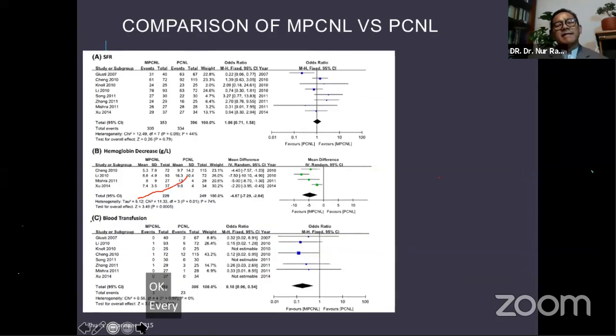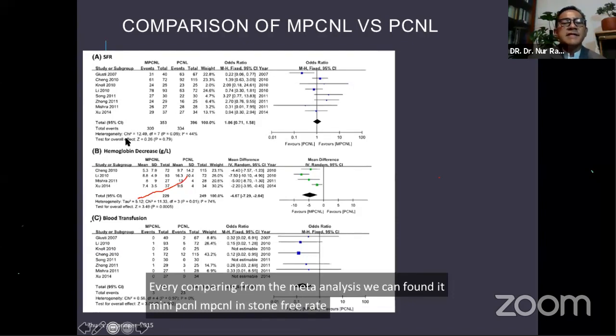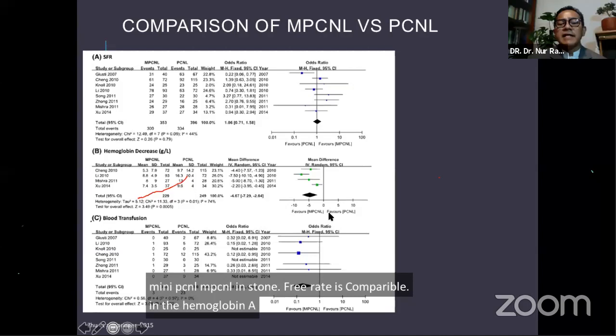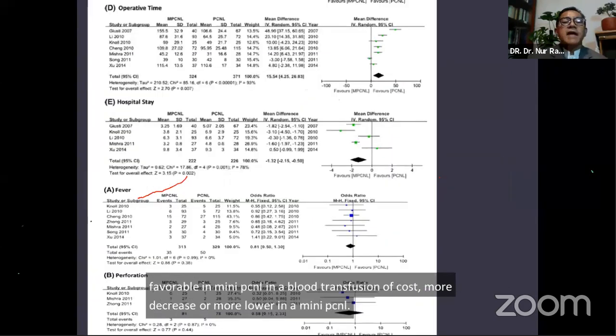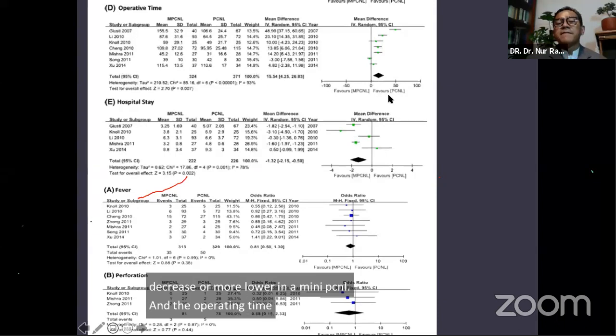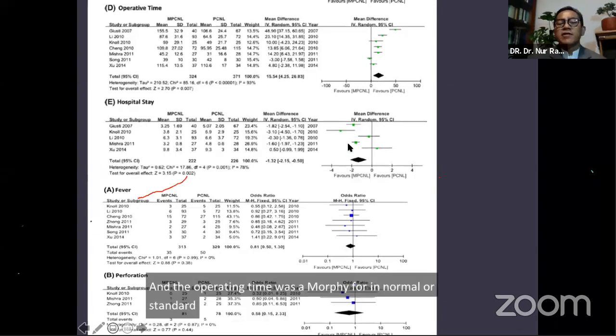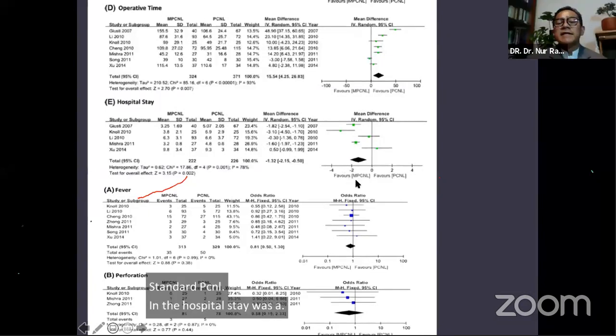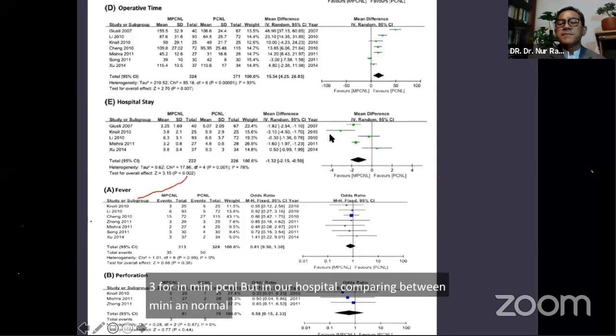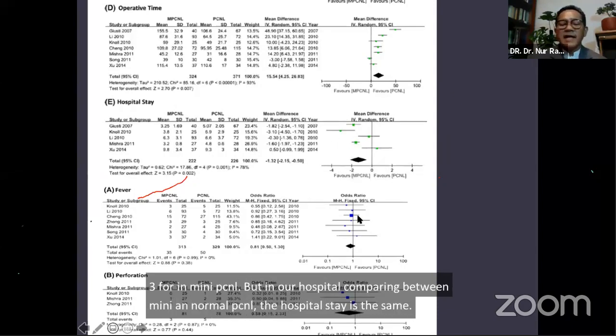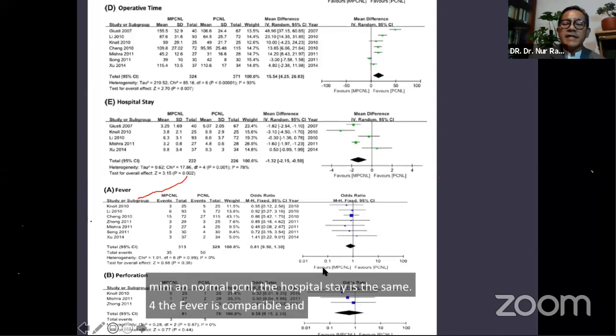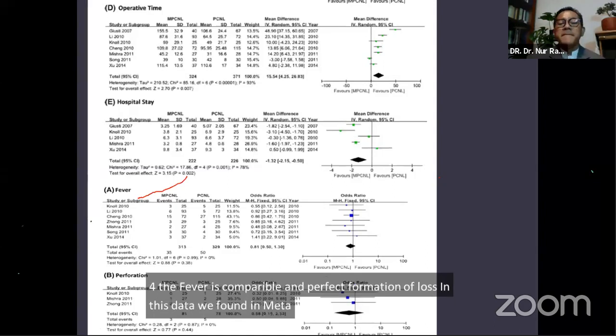If we compare from the meta-analysis, we can find that mini PCNL and PCNL are comparable in stone free rate. In hemoglobin decrease, of course, it is more favorable in mini PCNL, and blood transfusion is more lower in mini PCNL. And the operating time was more favorable in normal or standard PCNL. The hospital stay was preferred in mini PCNL. But in our hospital, comparing mini and normal PCNL, the hospital stay is the same. For fever it is comparable, and for perforation, in the meta-analysis, we found mini PCNL much better.